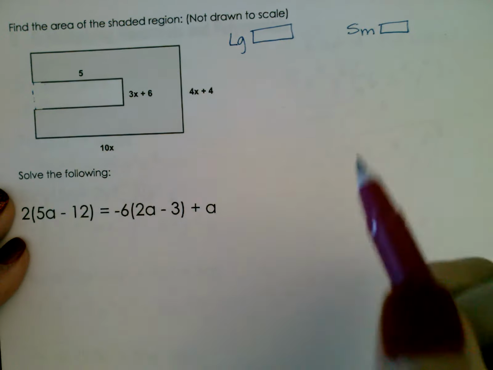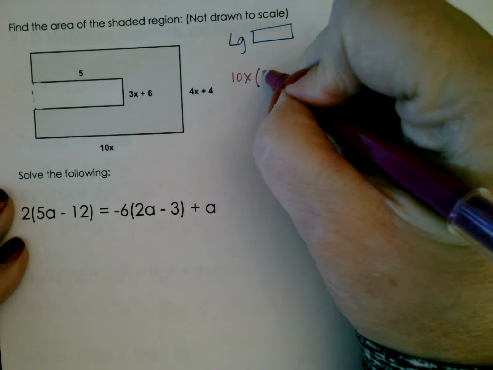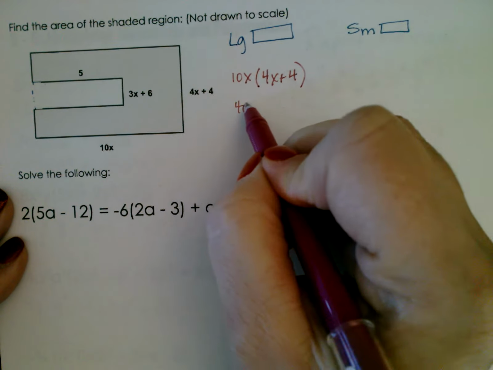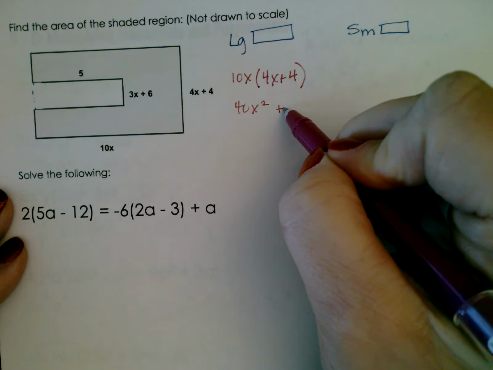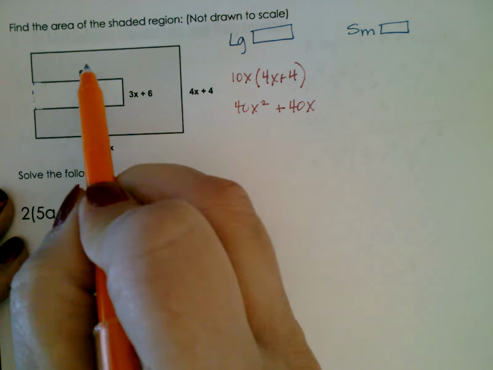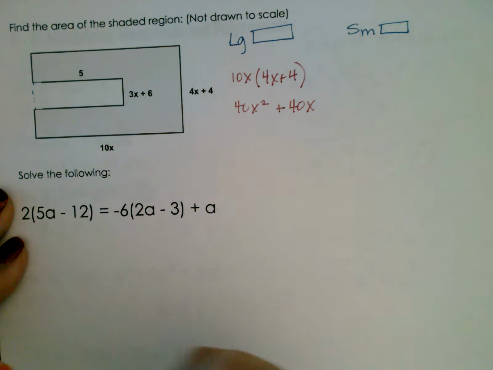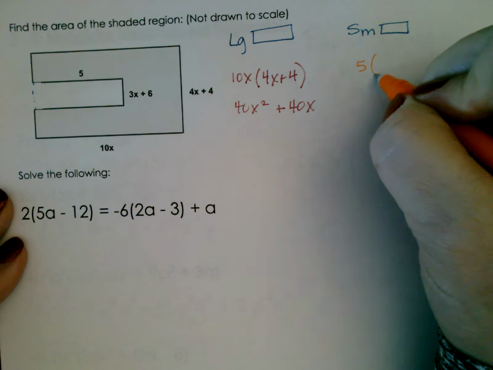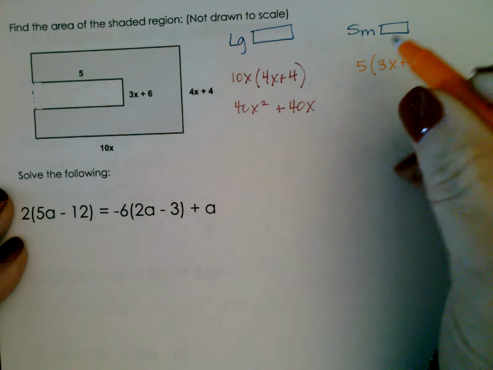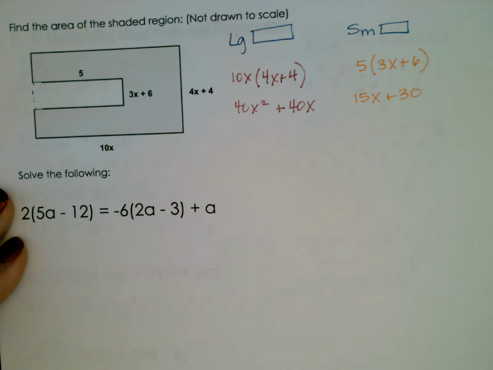I'm going to find the area of the large, so 10x times 4x plus 4, distribute: 40x squared plus 40x. The small one, even though in that dog picture the small rectangle was centered, this one's just shoved to the side. Same idea. 5 times 3x plus 6. Distribute that, 15x plus 30.